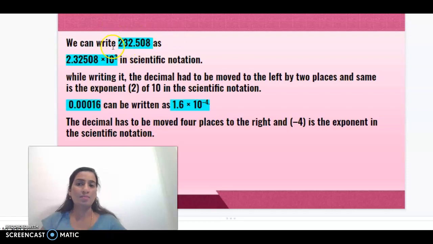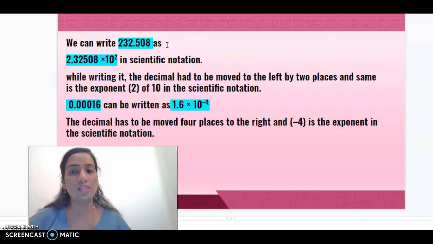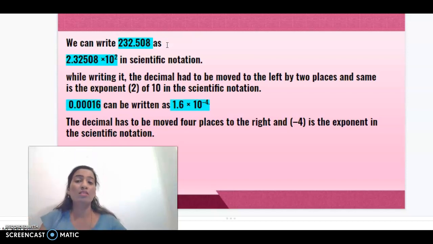Can we write this number using scientific notation? 232.508. There are not many zeros in this number, so counting is very easy. What is the first thing we have to do? Spot the decimal. We spotted it, exactly in the middle. Now, it's a positive, big number, so we shift the decimal to the left side, so that there is only one single digit to the left of the decimal point. So we have rewritten this.